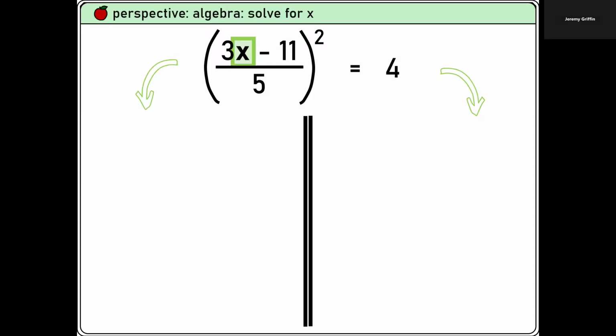Alright, solve for x. Everybody solve for x. Yeah, I hope everybody can do this. We're gonna find out. We're gonna find out.